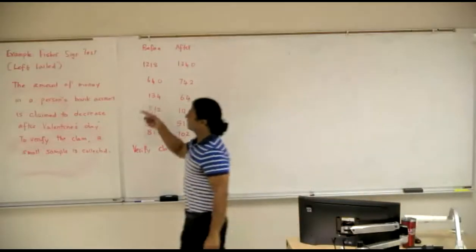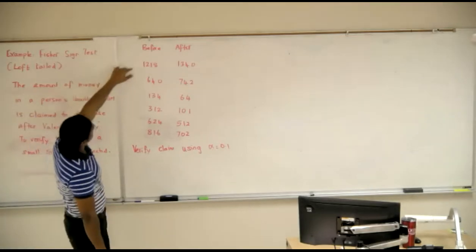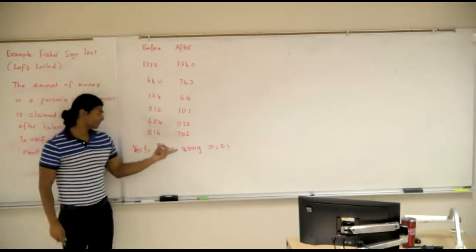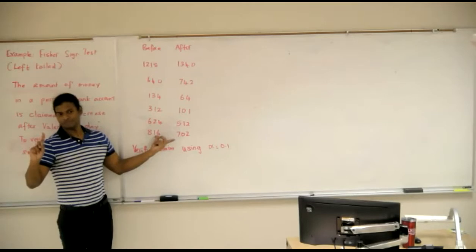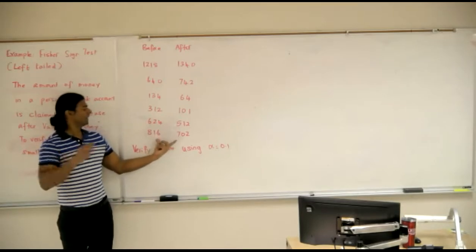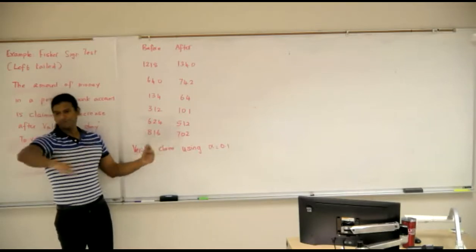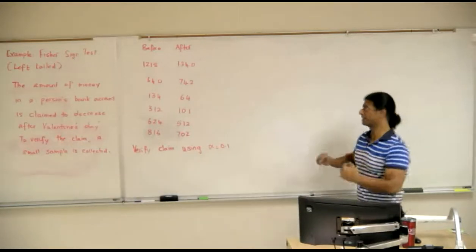So, Fisher's sign test, left-hand side. The amount of money in a person's bank account is planned to decrease after Valentine's Day. So we collect a sample of six people, before and after. If you have identical amounts, what should we do? If we have the exact same amount, what should we do before we start the test? Eliminate that observation, because then the test is based on positive and negative signs.